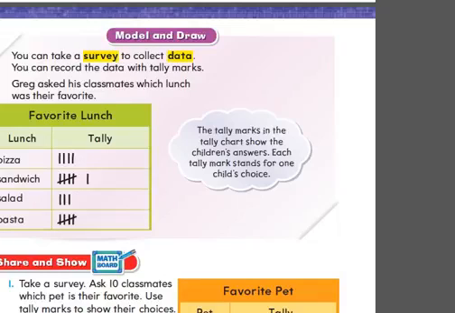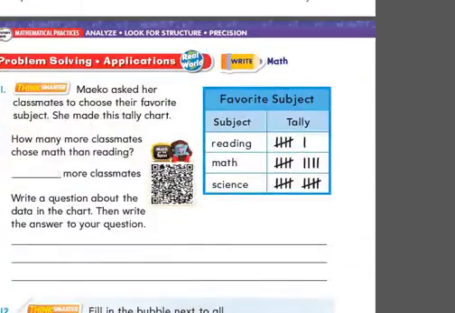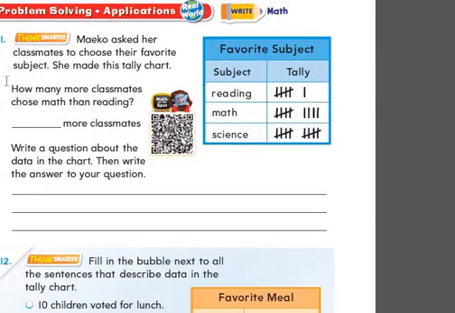In page 656, here we have a problem solving. Michael asked her classmates to choose their favorite subject. She made this tally chart. How many more classmates choose math than reading? So, these are the subjects here: reading, math, and science. And here the tally marks represent how many students prefer each subject.